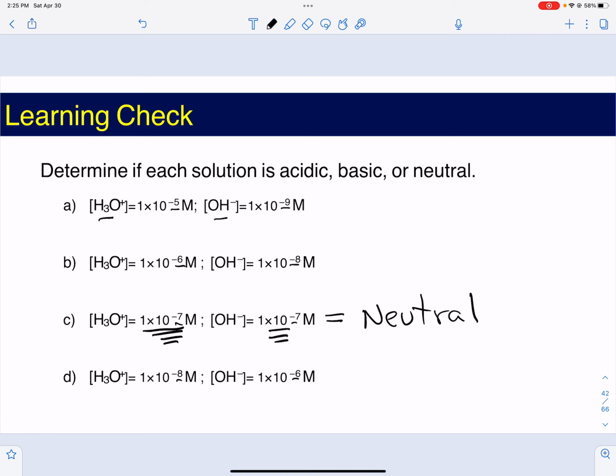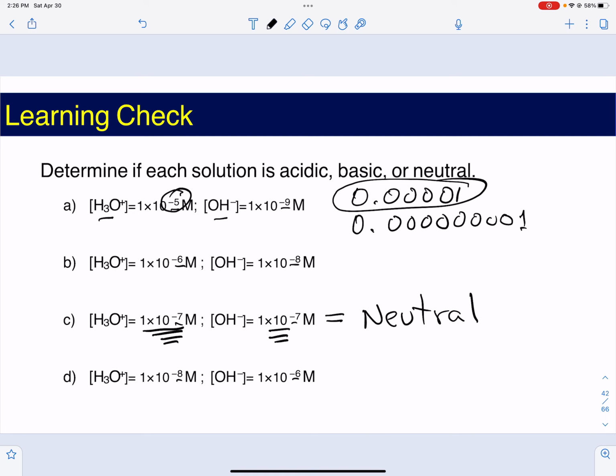Any number, since we're dealing with negative powers, the smaller the negative number, the bigger the amount is. So 10 to the minus 5 is actually that, while 10 to the minus 9 is actually that, right? So the smaller the negative number, the bigger the value. That's what I was saying.